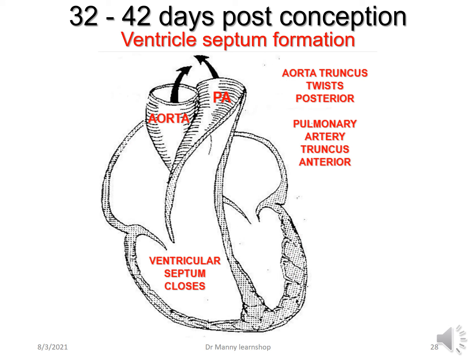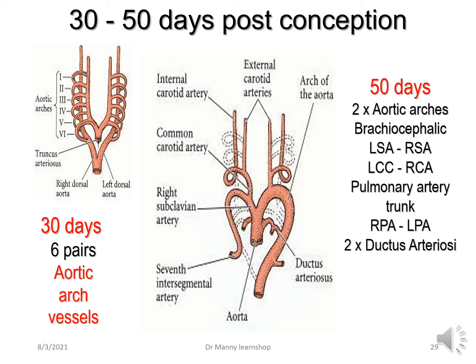And what should happen is the aortic truncus twists to the posterior and the pulmonary artery truncus twists to the anterior, and as a consequence of that, this is the final event that causes the ventricular septum to close. Now we want to conclude with the cardiovascular development in relation to other vessels that are associated with the heart.